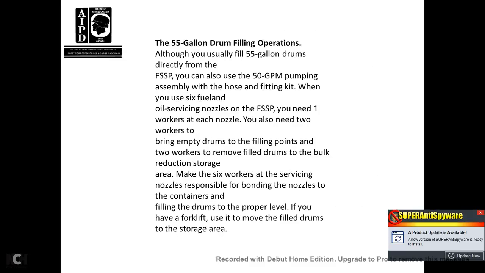The 55-gallon drum filling operations. Although you usually fill the 55-gallon drums directly from the fuel system supply point, you can use a 350-gallon pumping assembly with the hose and fitting kit. When you use the 6 fuel, oil, surface nozzles on the fuel system supply point, you need 1 worker at each of the nozzles. You also need workers to bring the empty drums to the filling point and 2 workers to remove the filled drums to the bulk reduction storage. Make the 6 workers at the servicing nozzles responsible for bonding the nozzles to the containers and filling the drums to the proper level. If you have a forklift, use it to move the filled drums to the storage area.